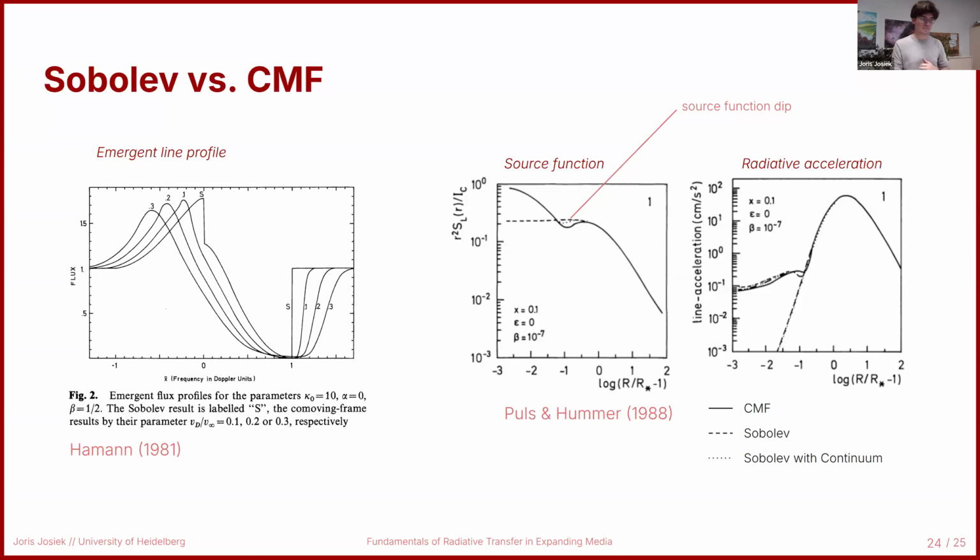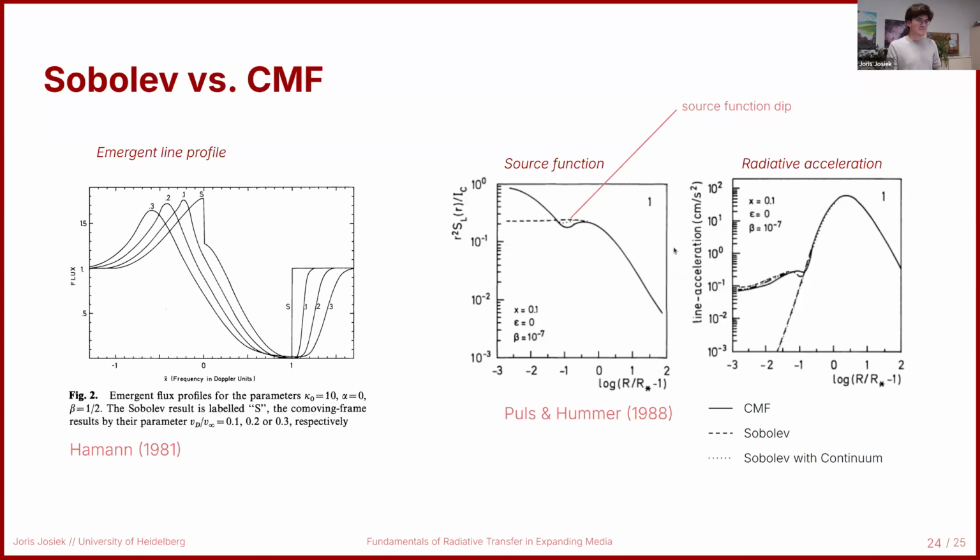So what this means is that in reality, the radiative acceleration is not well reproduced by the Sobolev approximation exactly at the sonic point, so close to the critical point. And this creates large errors in calculating wind driving, mass loss rates, and all of that when you do hydro simulations.